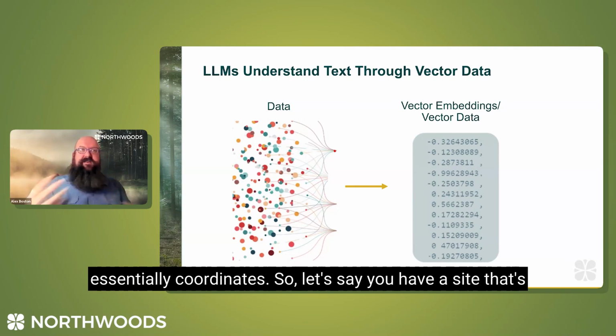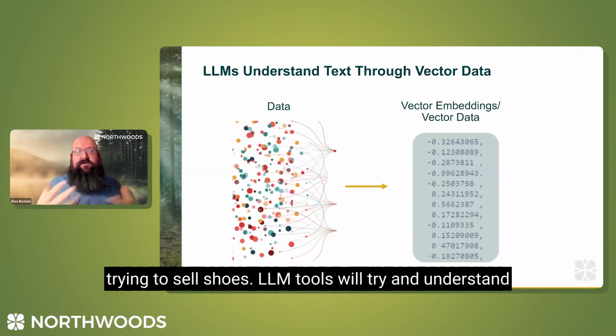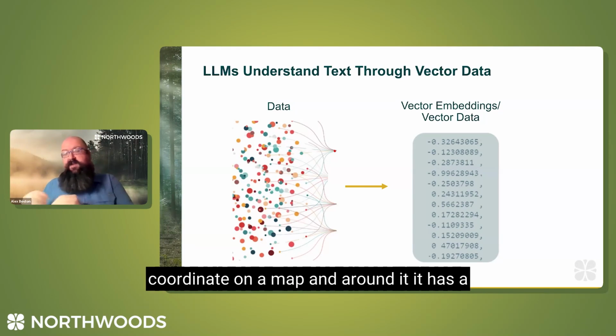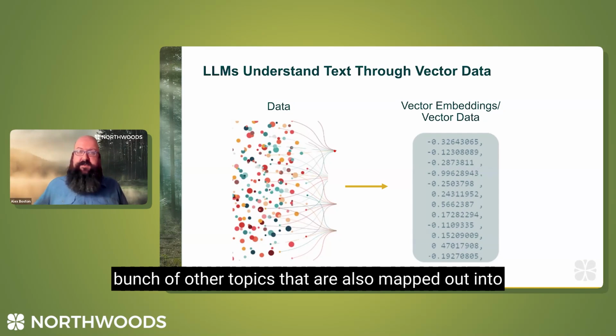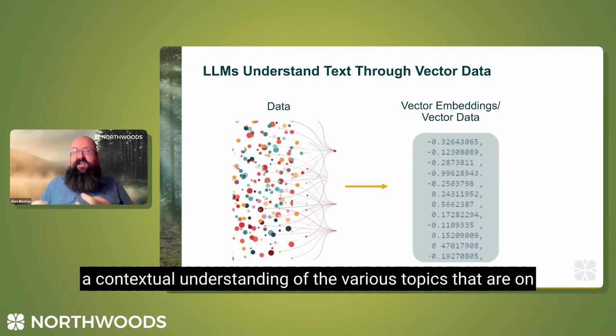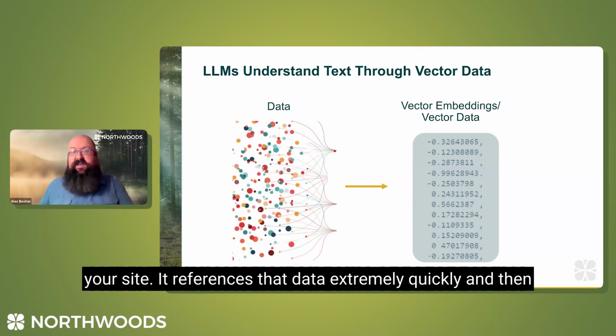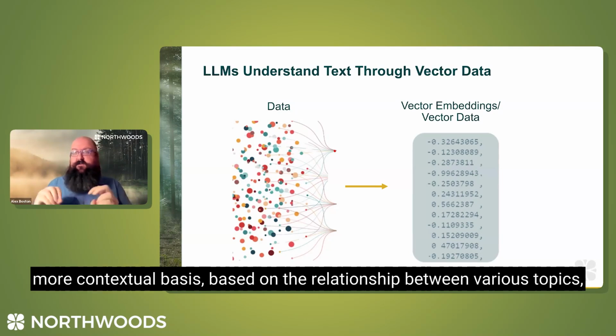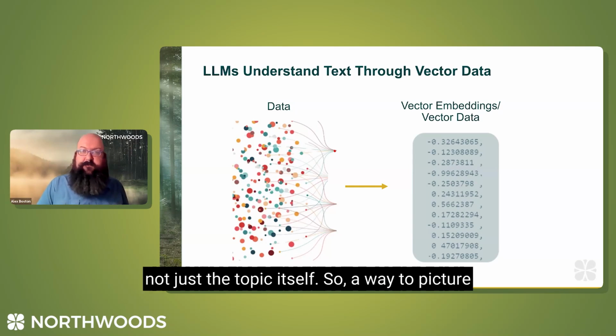So let's say you have a site that's trying to sell shoes. LLM tools will try to understand that site by mapping the topic of shoes to a coordinate on a map. Around it, there are a bunch of other topics that are also mapped out into coordinates. When we pull those together, we can create a contextual understanding of the various topics on your site. It references that data extremely quickly and then uses it to understand the topic on a more contextual basis, based on the relationship between various topics, not just the topic itself.